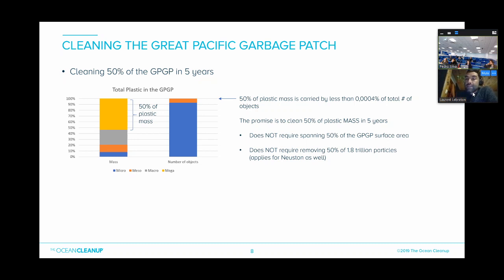And so in that sense, it's really important to understand this, because the promise to clean 50% of plastic is the mass, in 5 years. And that does not require sweeping 50% of the GPGP surface area. I saw the presentation yesterday, and the Slack recharge, I was saying, well, okay, so I assume the velocity of the system is 0.12 meters per second because we have to cover 50% of the garbage patch in 5 years. This is not what we're doing, right? We actually, and that's something that Hendrik said yesterday, want to operate in a very narrow area, which is the very center of the patch.